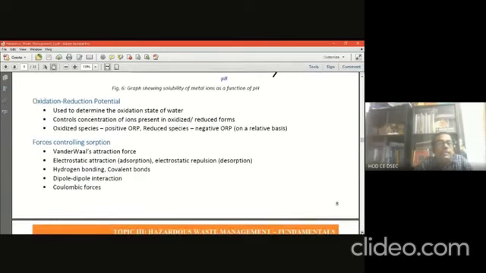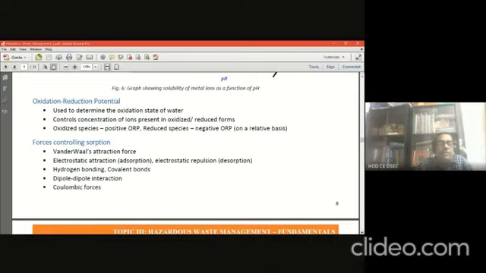Now, oxidation reduction potential is used to determine the oxidation state of the water. It controls the concentration of ions present in oxidized or reduced forms. Oxidized species have positive ORP, reduced species have negative ORP. This is what we mean by oxidation reduction potential. So oxidized species have positive oxidation reduction potential, and reduced species have lower oxidation reduction potential on a relative basis.